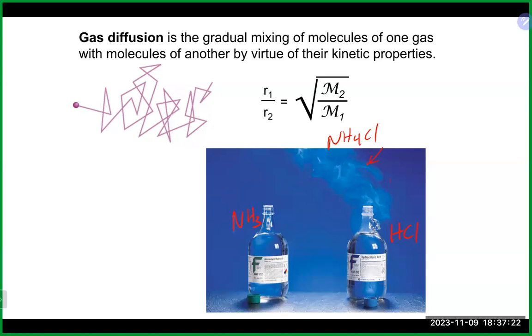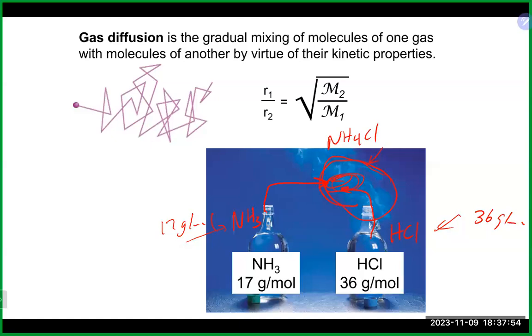Why is all the mixing happening over here? This is roughly 17 grams per mole. This is roughly 36 grams per mole. Which one should be moving faster? This guy, yes. So he's moving faster, which means the other is moving slower, which means the mixing is occurring closer to the slower moving gas molecules, which is what we're seeing here.